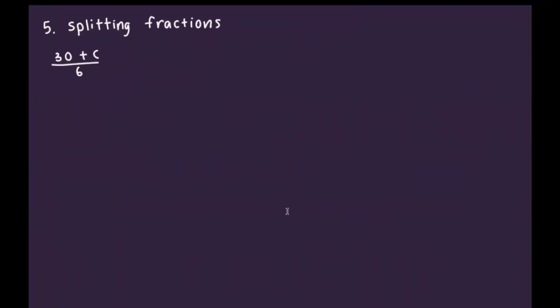Last but not least, we have 5, splitting fractions. Splitting fractions is pretty simple. And you just have to know that you can split this one into 30 over 6 plus c over 6. And that will further simplify into 5 plus c over 6.